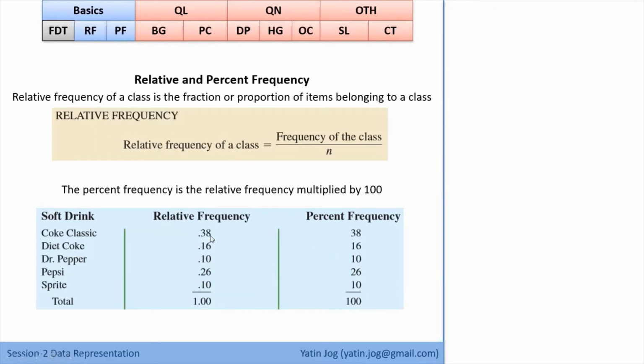This is proportion considering 1 unit. This is portion considering 100 units, percentage. Okay, so these are the relative frequencies and percent frequencies.